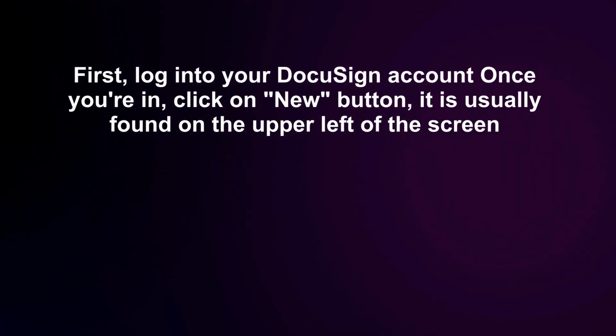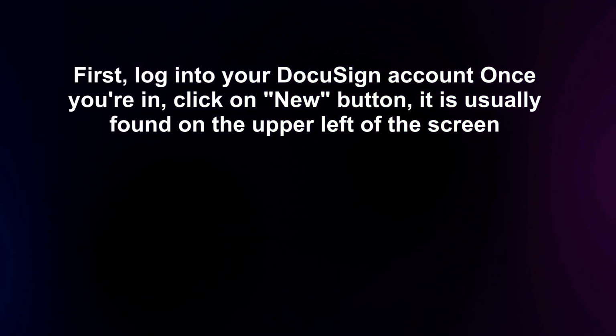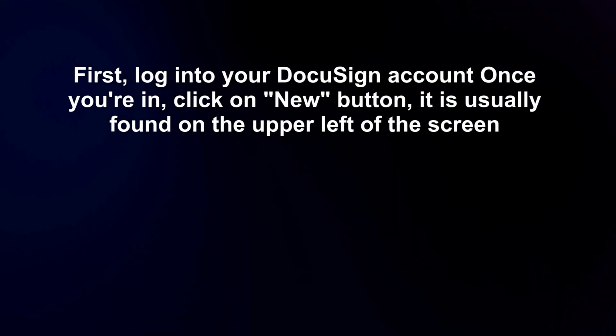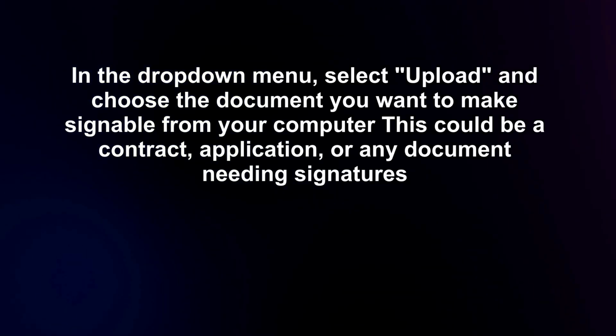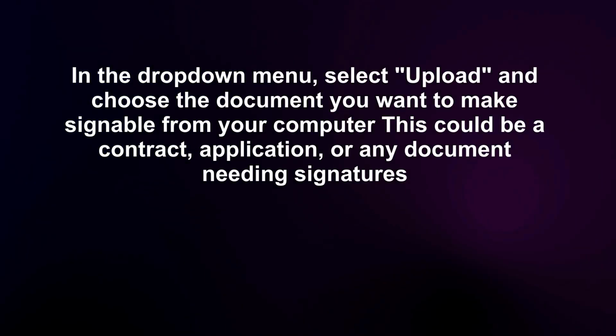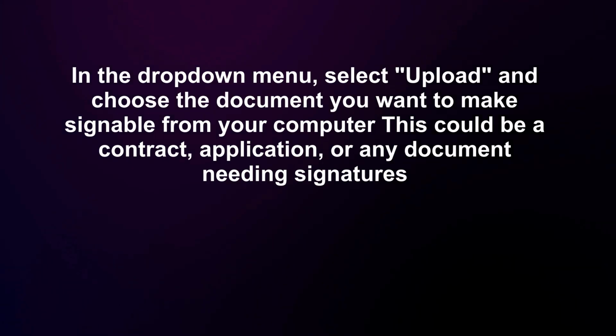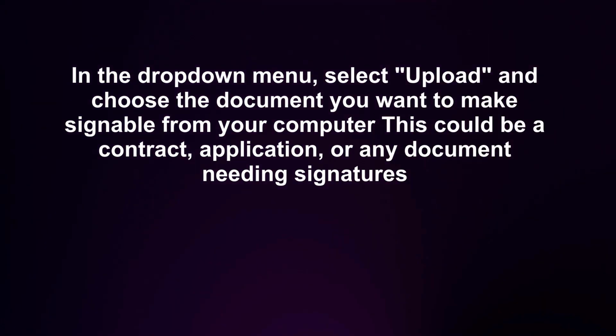First, log into your Docusign account. Once you're in, click on the New button. It is usually found on the upper left of the screen. In the drop-down menu, select Upload and choose the document you want to make signable from your computer. This could be a contract, application, or any document needing signatures.